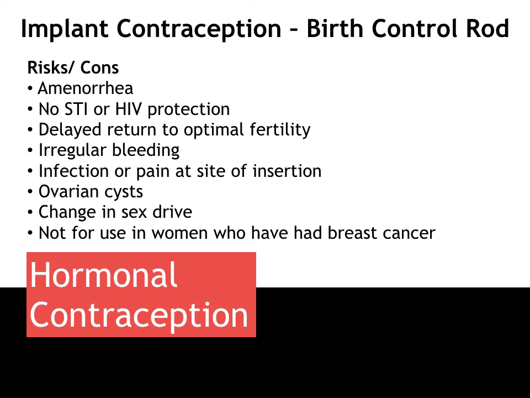Risks or cons, we discussed already that amenorrhea is possible. No HIV/STI protection. Again, there is a delayed return to optimal fertility, similar to the Depo-Provera. Irregular bleeding can definitely happen. There could be local issues like infection or pain at the site of insertion. Ovarian cysts is a possible reported side effect as well. There are some reports of change in sex drive, libido as well with this. And this isn't suggested to be used for women who have had breast cancer based on the literature as well.